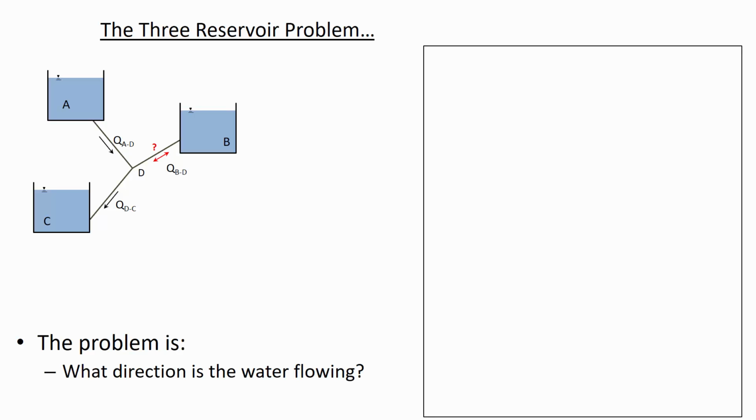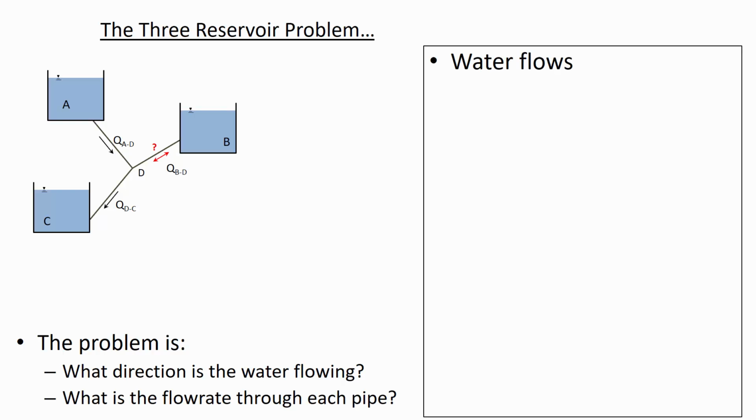So what we're going to be doing in some hand calculations I'll show you, and then in some Excel calculations we're going to work through together, is trying to solve this problem of what direction is the water flowing, what's the head loss through each of the pipes, and what's the pressure at the junction.